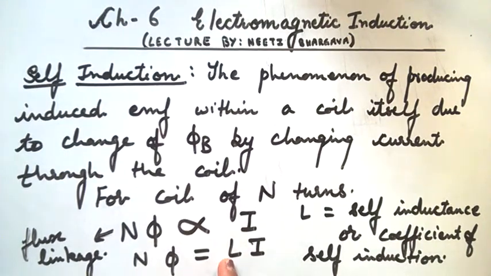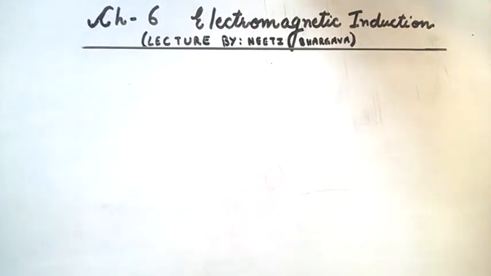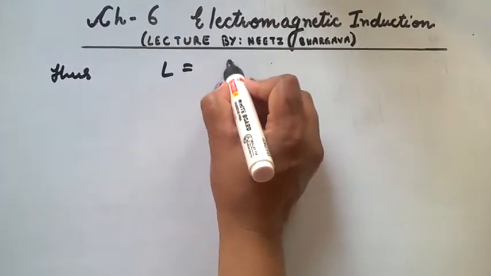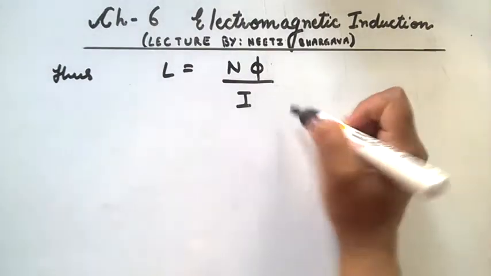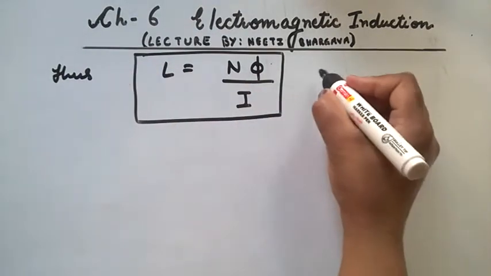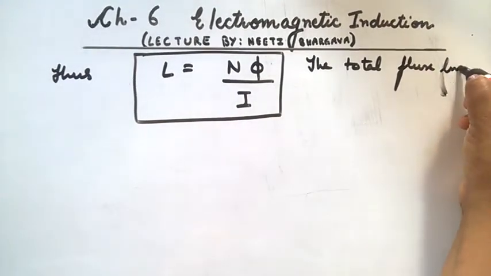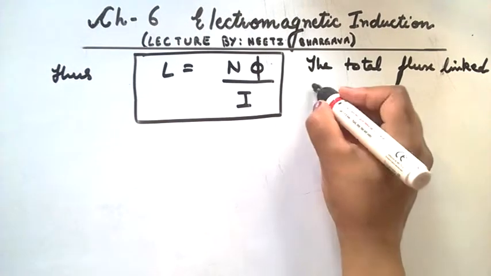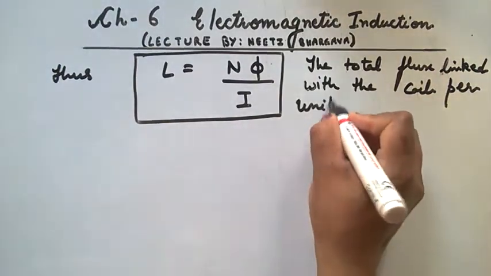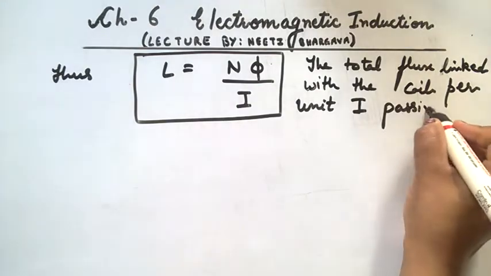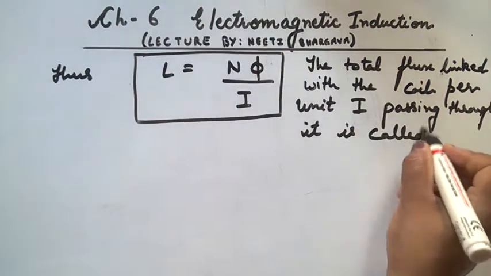By this relation, we can define self-inductance, that is, L is equal to n phi by I. That is, the total flux linked with a coil per unit current passing through it is known as self-inductance of a coil.